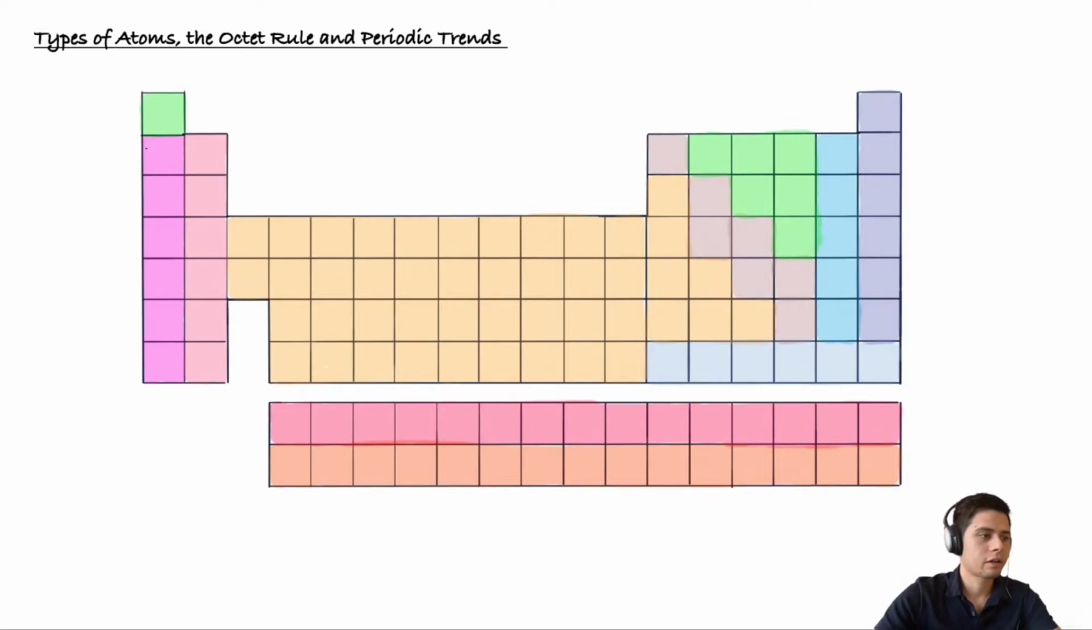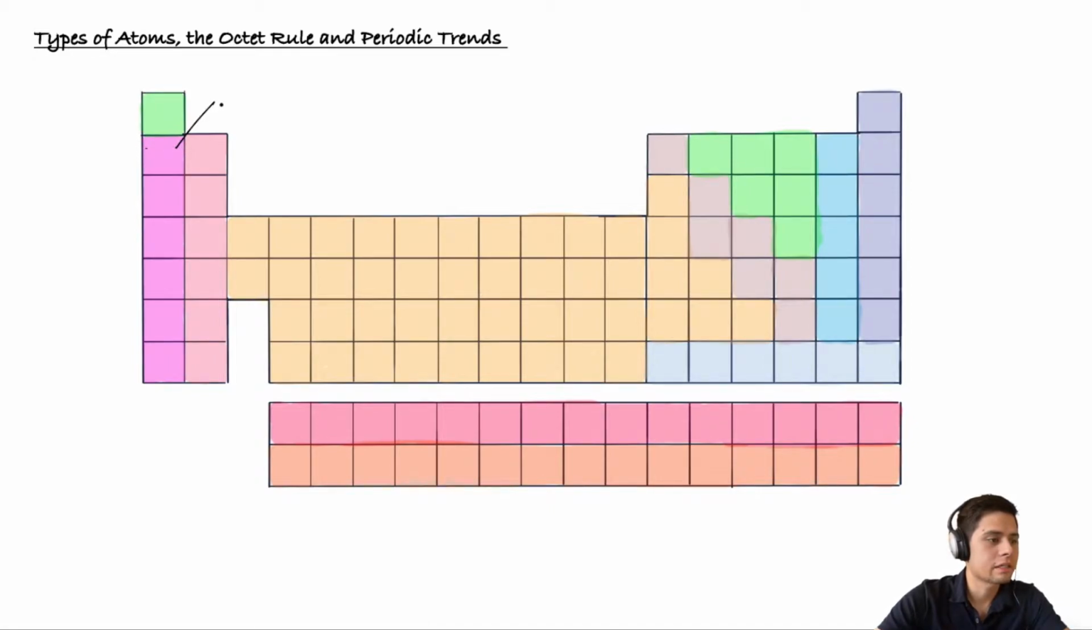So now I want to talk about the types of atoms, the octet rule, and the periodic table. Let's start here with the types of atoms. I've color-coded this, and I don't have any symbols on here because I don't want it to be too cluttered. It might get cluttered pretty quick. So let's look at the types of atoms here.